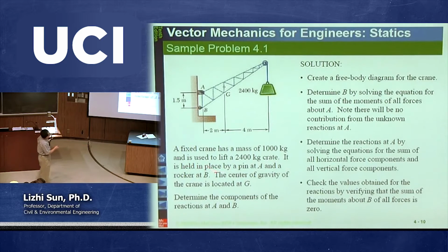It is held in place by a pin at point A, so they said that. Point A is a pin support with a wall. Also it is supported with a rocker at point B, so point B is a rocker. So this is another kind of support. The center of gravity of the crane is located at point G. Point G is here. So equivalently, there is a concentrated load representing the self-weight of the whole rigid body going down. And that's what they said. The center of gravity of the crane is located at point G.